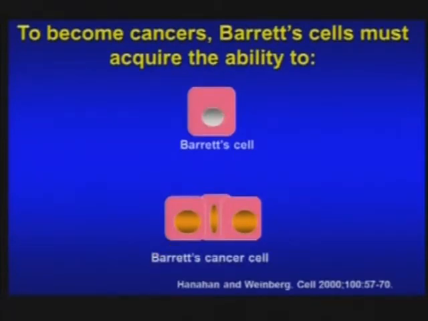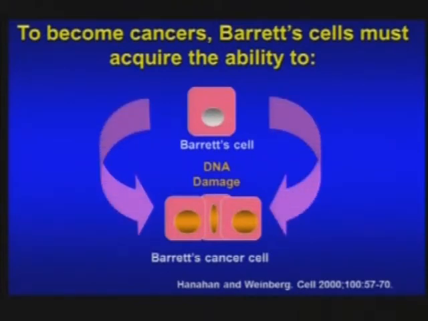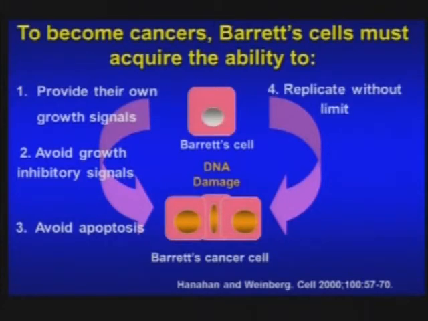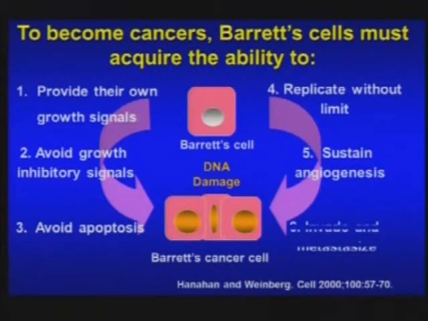So as Barrett cells undergo DNA damage that allows them to progress to cancer, they acquire core physiologic features of cancer. To become cancers, Barrett cells must acquire the ability to provide their own growth signals, to avoid growth inhibitory signals, to avoid apoptosis, to replicate without limit, to sustain angiogenesis, and to invade and metastasize. So let's first look at how Barrett cells might be able to provide their own growth signals.